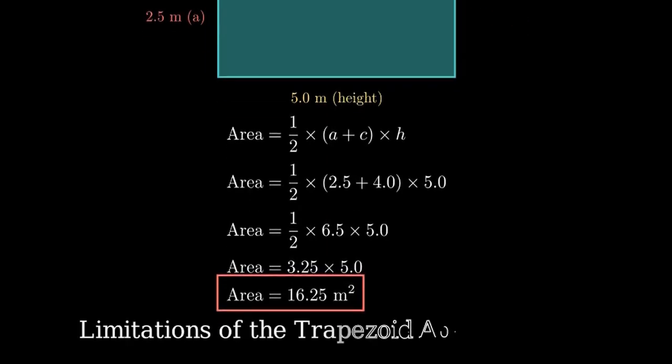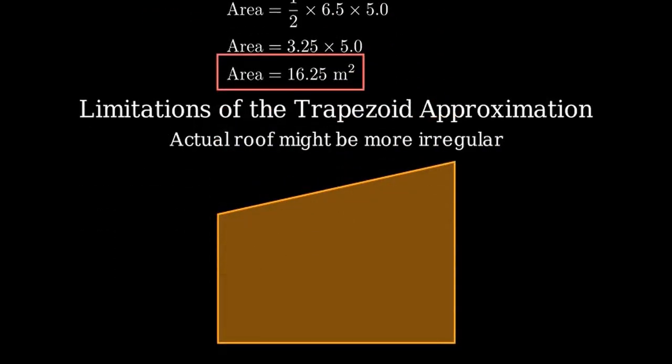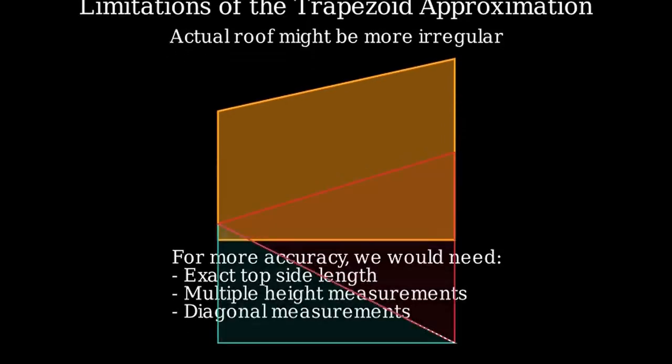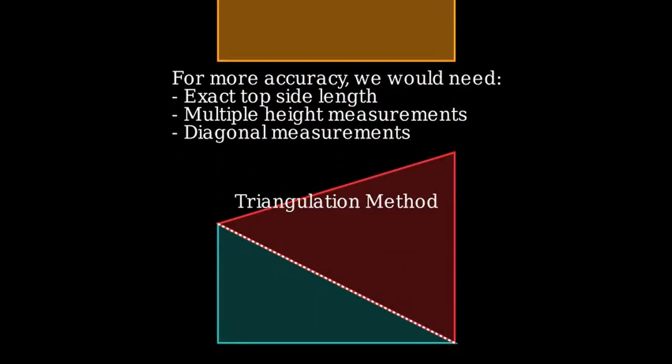It's important to note that this is an approximation because we're treating the shape as a trapezoid. In reality, the irregular shape might not have perfectly parallel sides, and the top side might not be straight. For a more accurate calculation, we would need additional measurements, such as the exact length of the top side or the height at multiple points along the bottom side. Another approach would be to divide the quadrilateral into two triangles and find their areas separately, but that would require knowing at least one diagonal measurement.